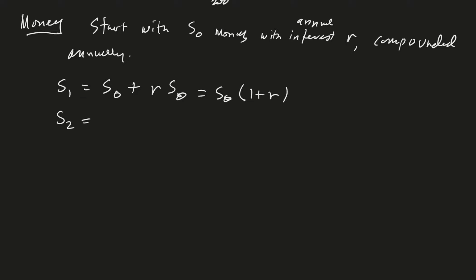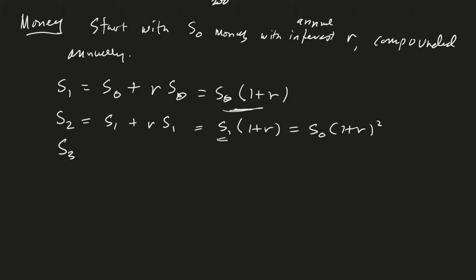Good. How about at the end of year two? At the end of year two, you're going to have S1 plus R times S1, right? Which would be S1 times 1 plus R. But then S1 itself is equal to this, so you have S0 times 1 plus R squared. And so you see where the compounding is coming from, and so you can probably guess, right?